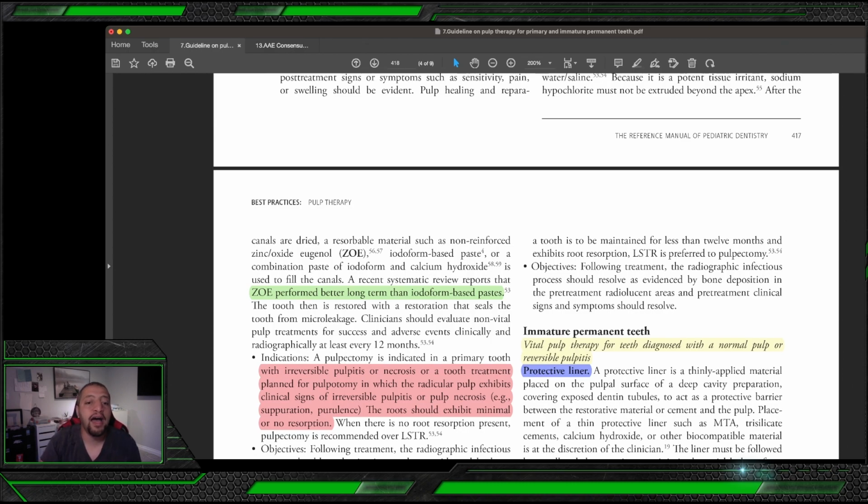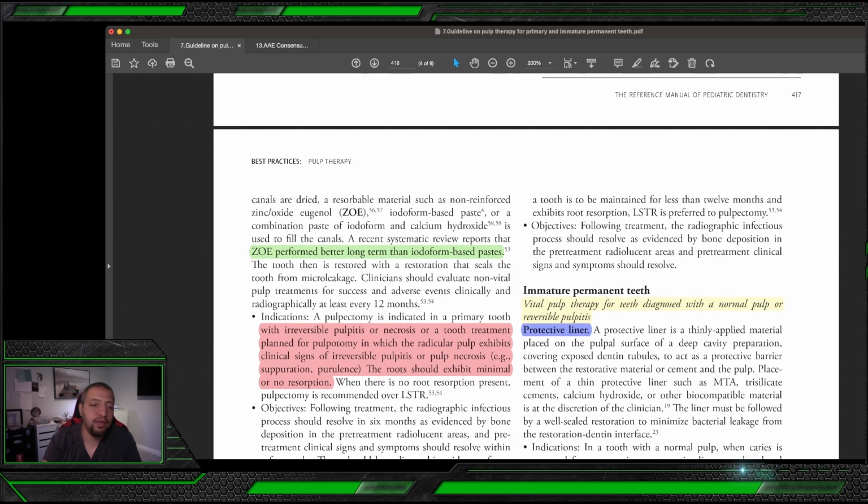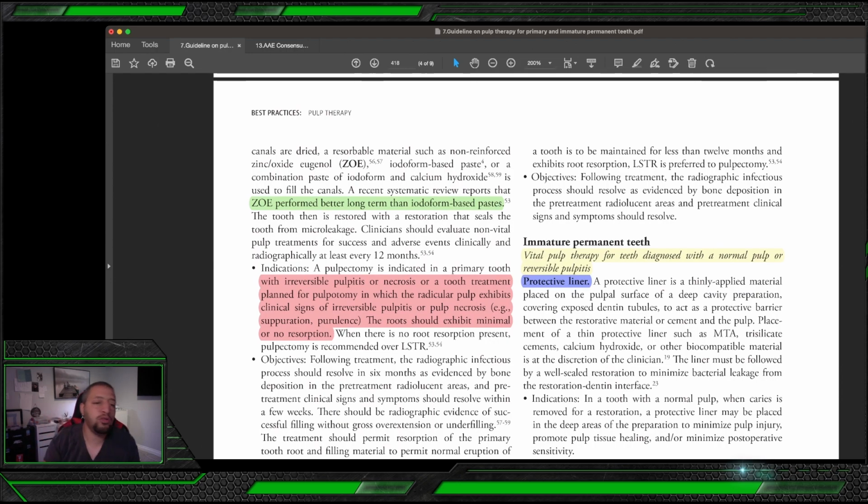And then a recent systematic review reports that zinc oxide eugenol performed better long term than an iodoform-based paste. So as we mentioned before in the other one, formocresol or MTA is to be used to control hemorrhage, and in pulpectomy, the material to be used is zinc oxide eugenol, more than an iodoform-based paste. Okay, and then if you have a question with two answers, you know now which answer to be chosen.